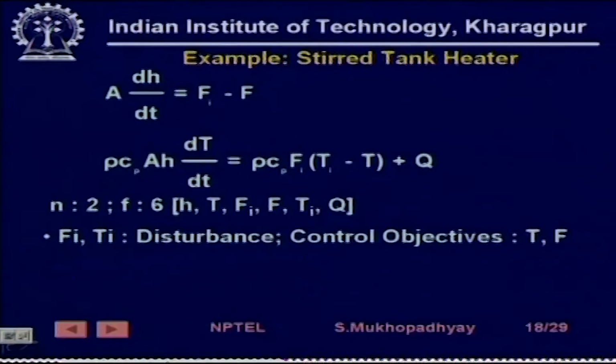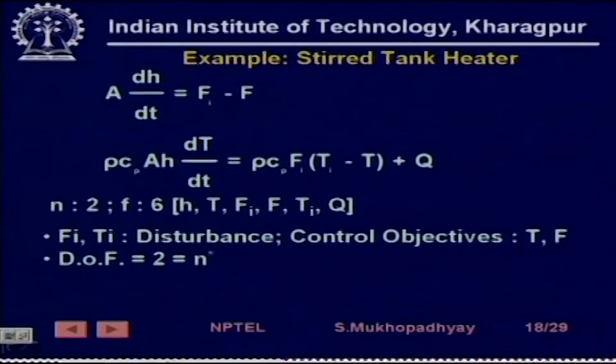If it is more than that, then you cannot satisfy it, because you have more equations than unknowns. And if it is less than that, then you have some further chance of optimization, where you can bring in some more objectives. Just to give you a brief example, consider what is known as a stirred tank heater, basically a tank in which some flow is coming and you want to maintain the temperature of the tank as well as the level.